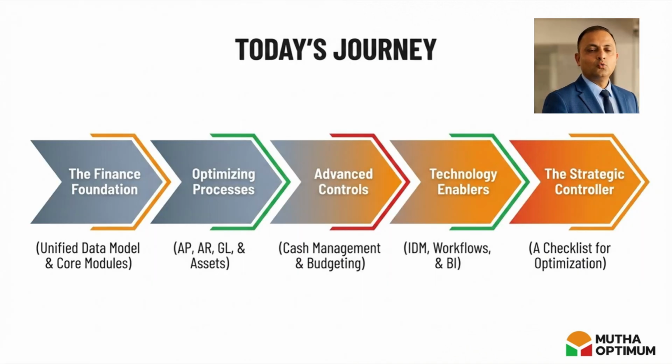Today I'll show you how to optimize core finance processes: AP, AR, GL, fixed assets, cash management, budgeting. Use Infor document management (IDM) to cut paper and email chaos. Automate controls with Infor workflow and turn raw data into decisions with Infor Burst BI.